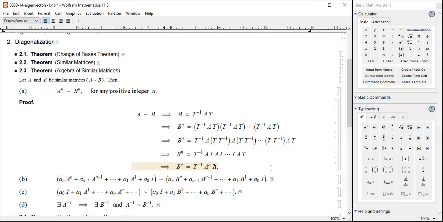So in the end, what do we get? T inverse A to the nth power T. Precisely what we wanted. So if A and B are similar, that is, B equals T inverse AT, then A to the nth power and B to the nth power are similar as well. Same way.